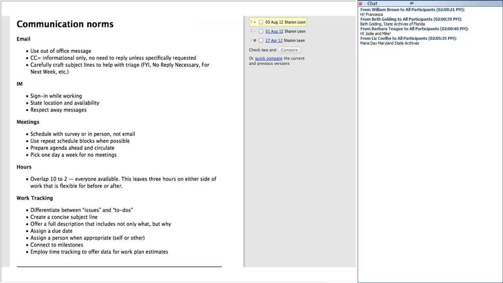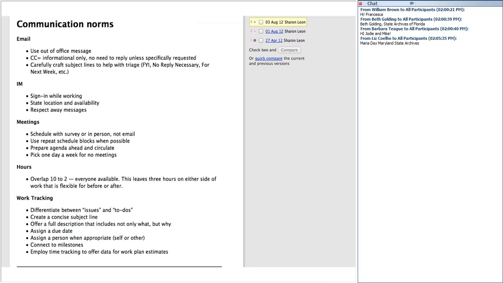And so here is an example of a set of communication norms that my group came up with many years ago, just an example for you to take a look at. We would agree that we'd use an out-of-office message and carefully craft subject lines, that we would be signed into what was then IM, which is now Slack, while we're at work, so that we could be reachable, but that if we were in a meeting, we would set an away message and other people would respect that.